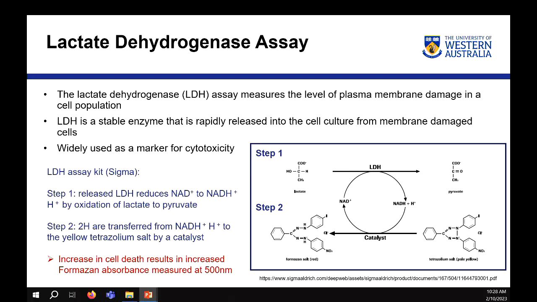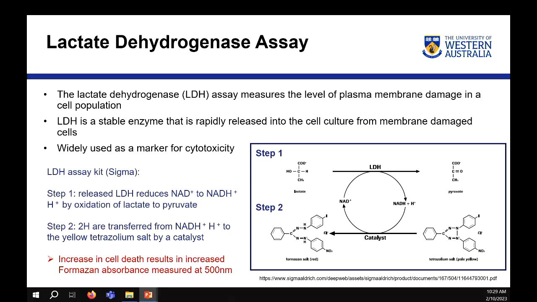Now, the final assay that I'm going to talk about is lactate dehydrogenase, and you're going to be doing this assay as well. So you're going to test 3 of these assays, and this is the third one. LDH measures the level of plasma membrane damage in a cell population. LDH is a stable enzyme that's released into the cell culture as soon as there is membrane damage. And actually LDH is the assay that we routinely use in my lab to look for cytotoxicity. And we actually buy it from Sigma. So you guys are going to be using the same kit we use upstairs.